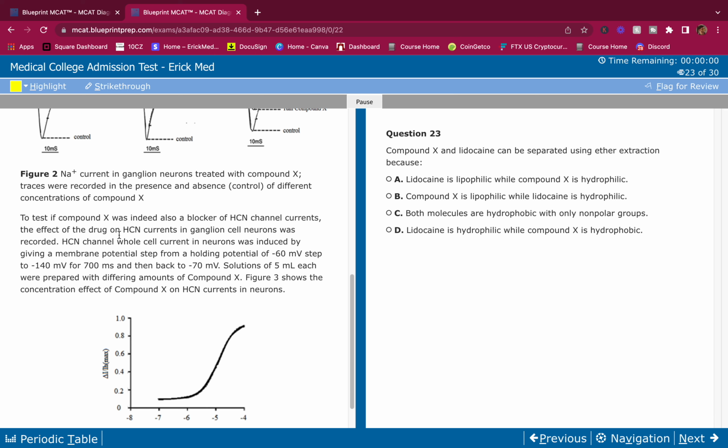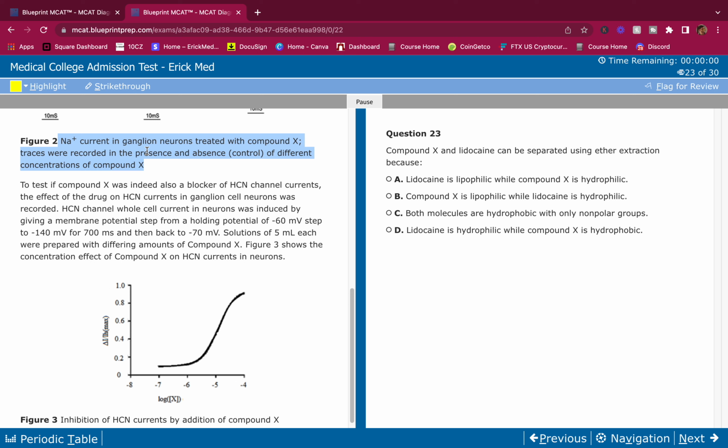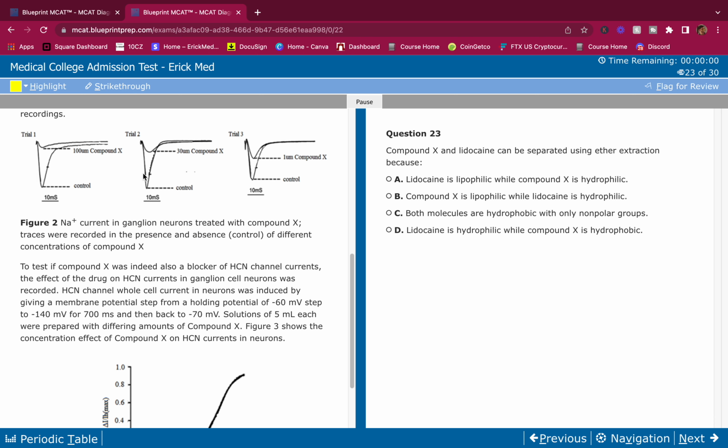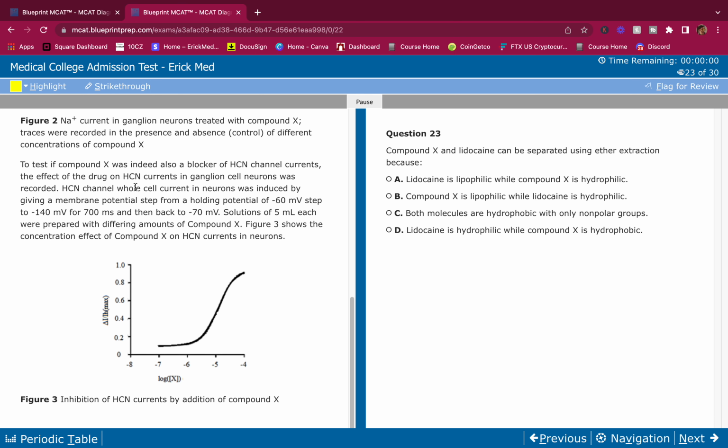You could read this part, that's fine. Sodium current in ganglion neurons treated with compound X. Traces were recorded in the presence and absence of different concentrations of compound X. All right, this makes sense. If I have smaller concentrations, higher concentrations, what happens to the firing potential? Does it get hyperpolarized? Does it get depolarized? What happens? To test if compound X was indeed also a blocker of HCN channel currents.